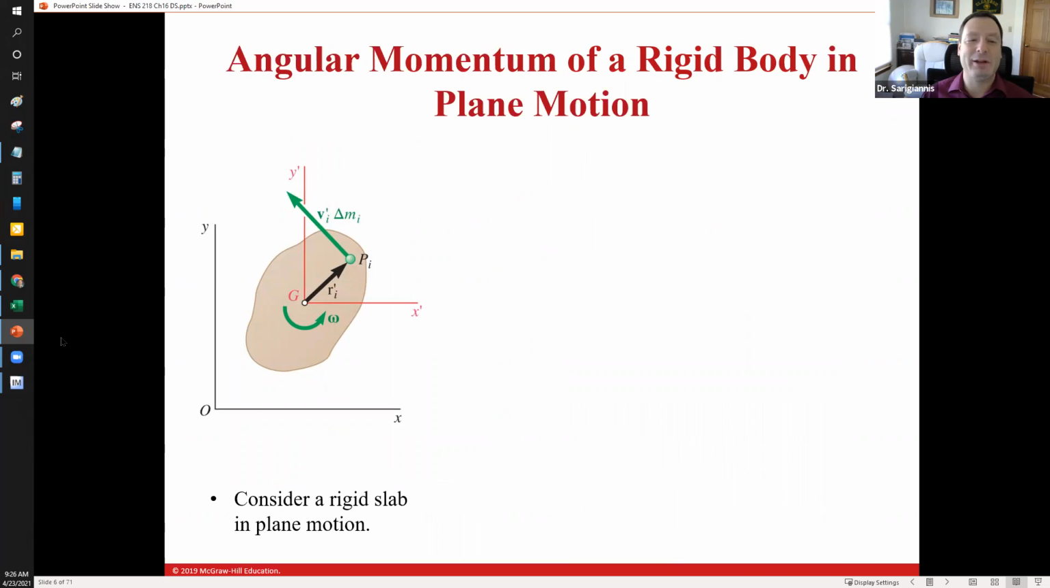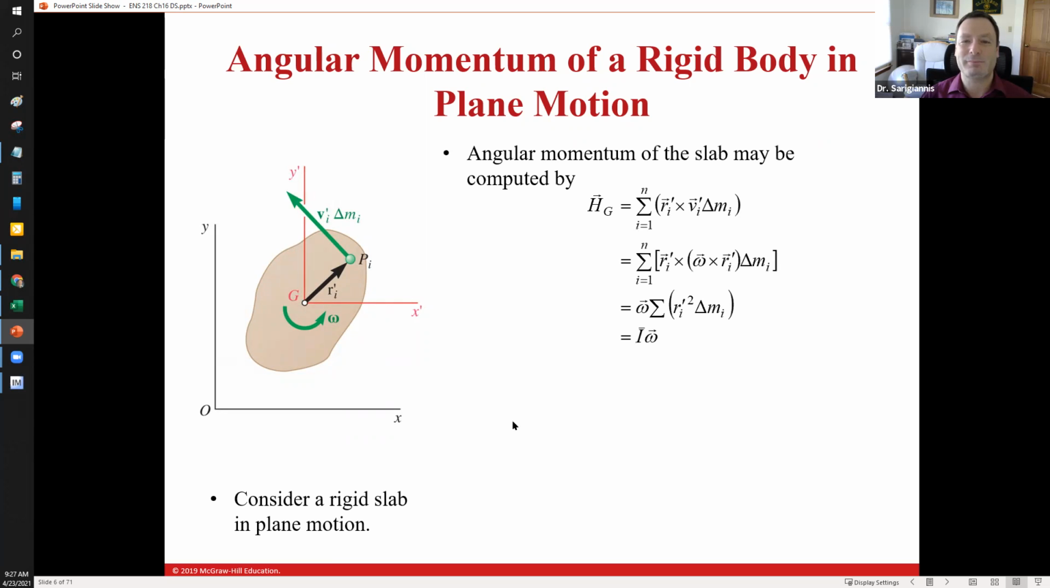Here's a rigid slab in plane motion, right? So again, if I'm looking at this slab, my assumption is that, while it doesn't look symmetric to me, any way I slice it this way, it's symmetric about the plane, the x prime, y prime plane, right? So if it has some kind of thickness to it, it's like you took this shape and extruded it equal amounts up above and below this x prime, y prime plane.